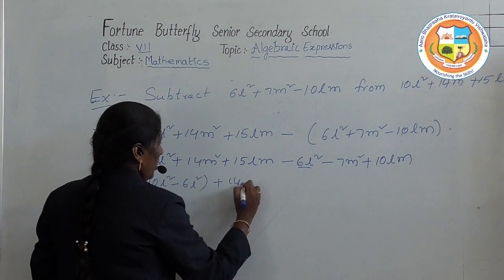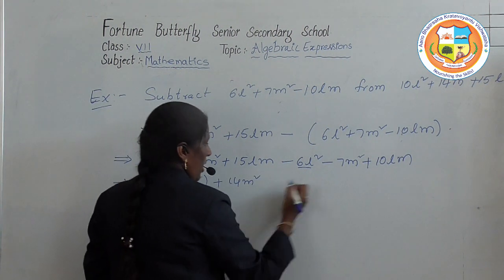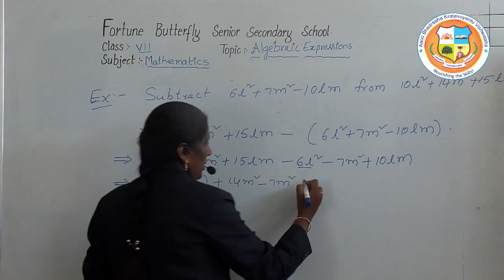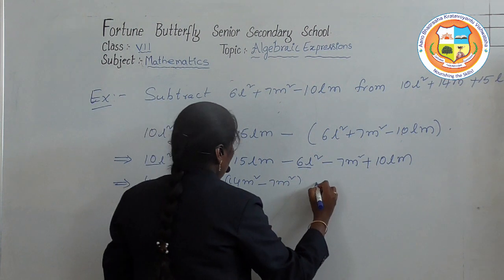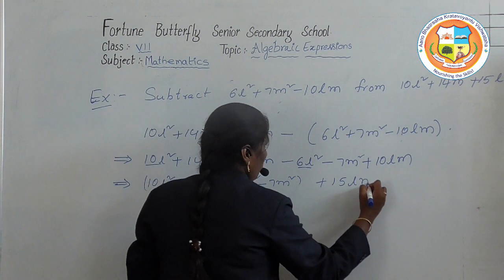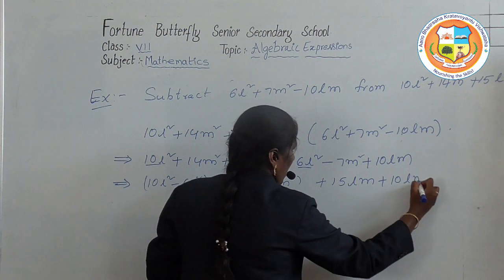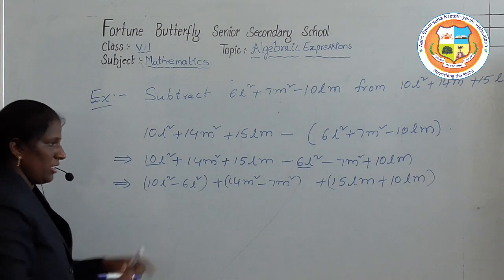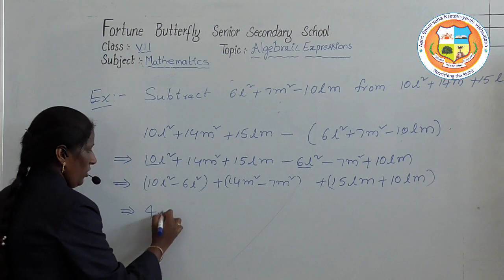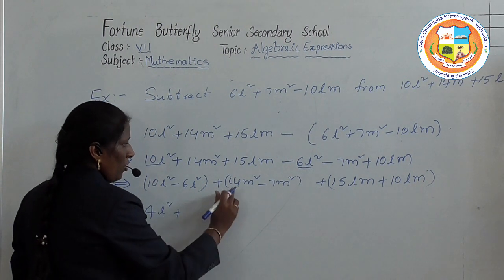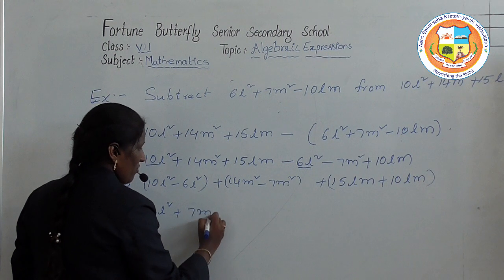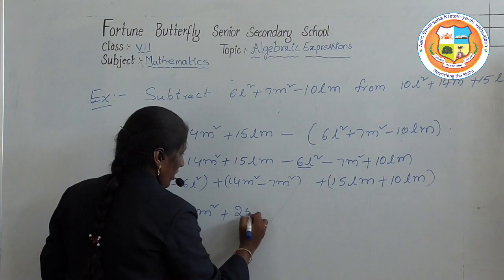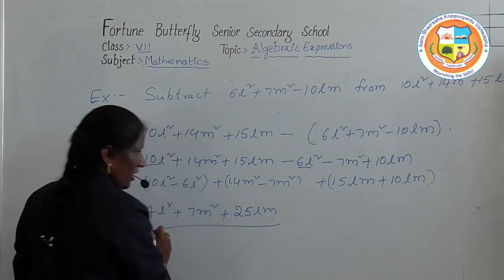Next, 14m^2 - 7m^2, this is one group. Next, +15lm + 10lm, this is one group. Now here, 10 - 6 is 4l^2, plus 14 - 7 is 7m^2, plus 15 + 10 is 25lm. This is the required answer.